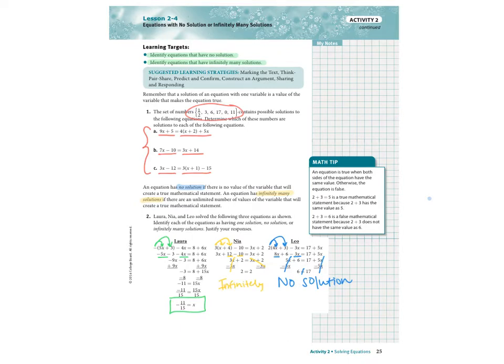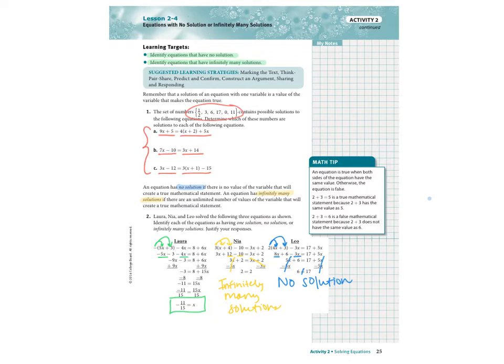Infinitely many solutions. Wow. Okay, so infinitely many solutions means I can put any number in for x, any number at all, and both sides of my equation will balance. They will both equal out true.